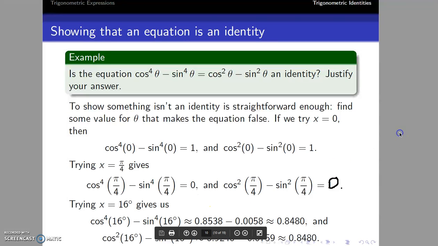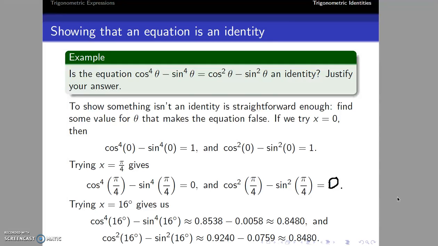And we get, for 16 degrees, for cosine of the fourth, about that number right there. I subtract away the number for sine of the fourth, and I get about 0.848, with some rounding error, of course, but that's more or less what I get. But that's also more or less what I get for cosine squared minus sine squared. Right? The difference is actually just a matter of rounding error. They are equal to any number of digits we choose to round off to.